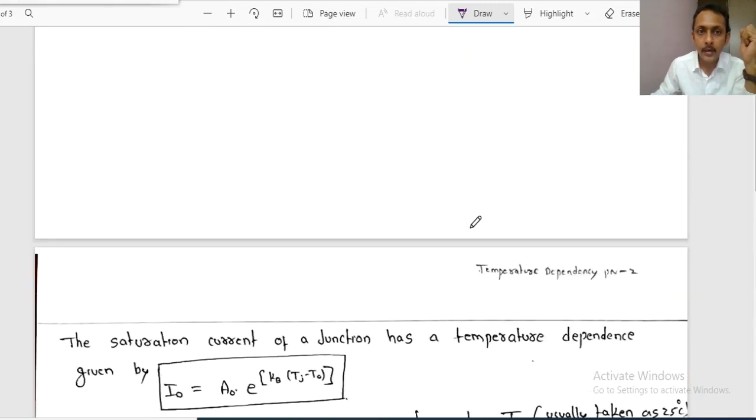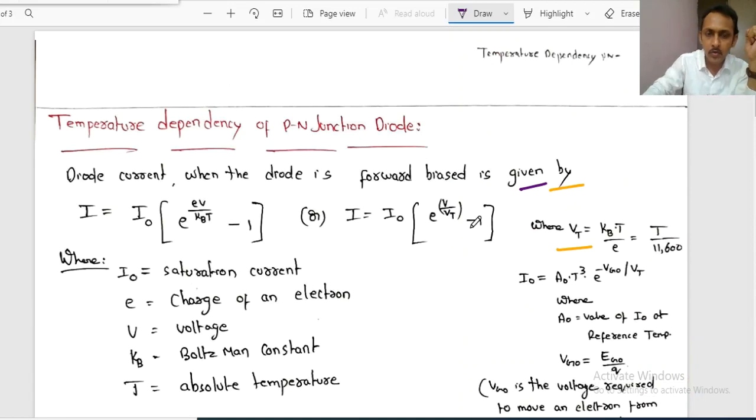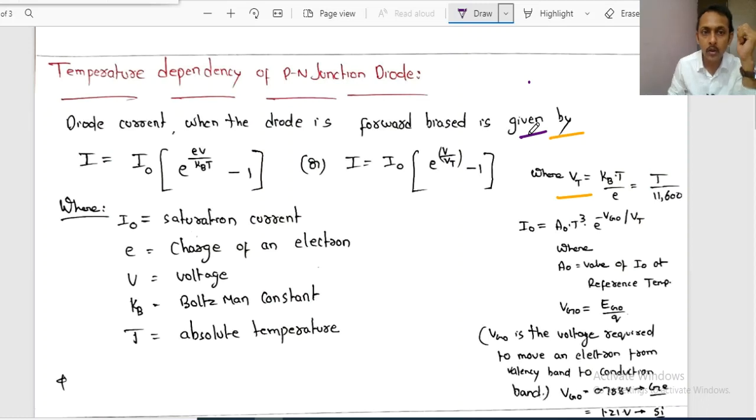Right now, dear students, please observe. When the diode is under forward biased condition, the current through the diode is given by I equals I naught bracket of e power eV by kVt minus 1. Or in some textbooks you can also observe that I equals I naught e power V by Vt minus 1. Either formula is okay. There is nothing wrong. On referring to different books, these two formulas we have obtained.